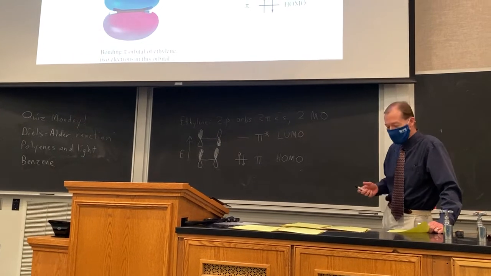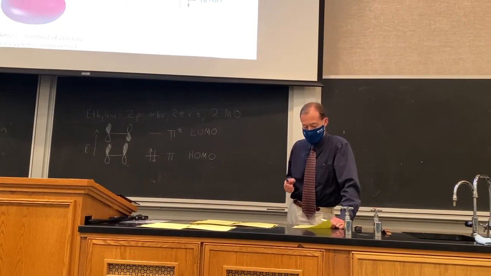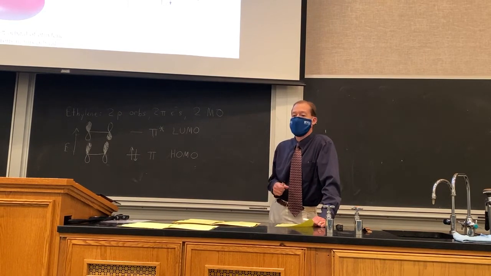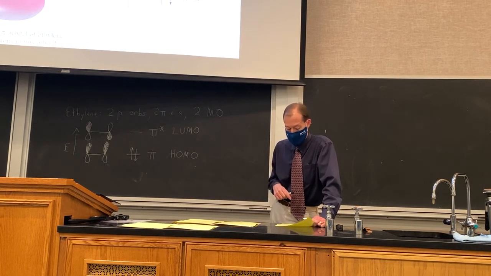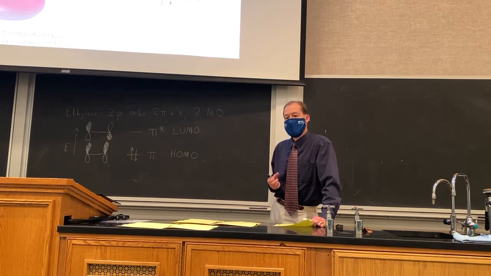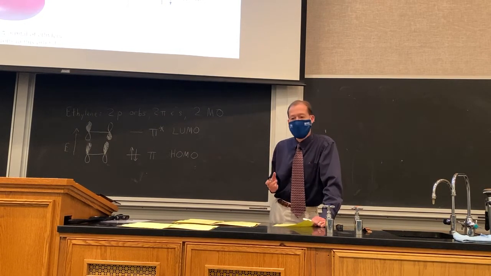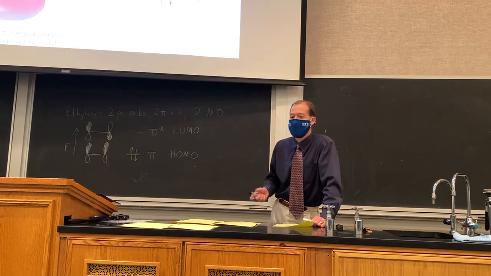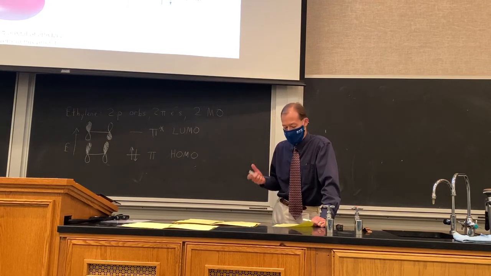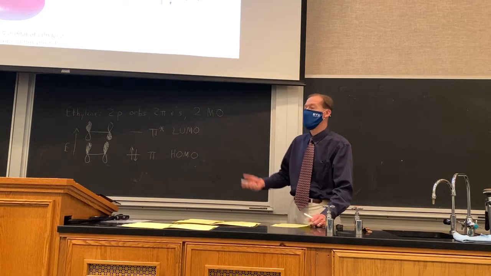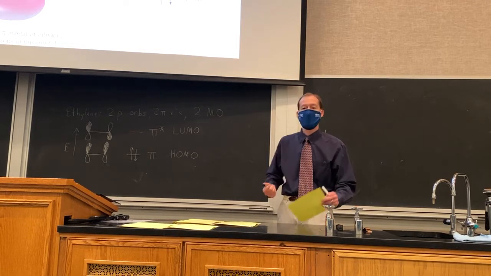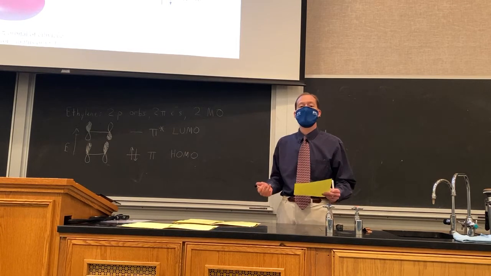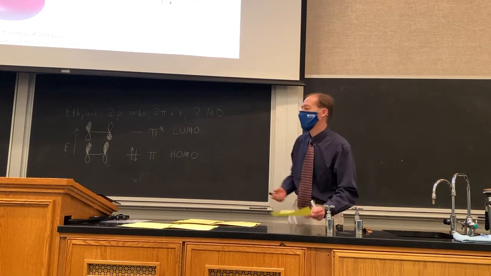Okay, so we're talking about rules governing Diels-Alder reactions. And the second rule we taught you was that having an electron withdrawing group attached or conjugated to the dienophile accelerates the Diels-Alder reaction, increases the reaction rate. And we're in the process of using molecular orbital theory to explain how this works.